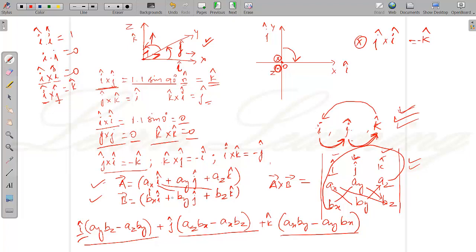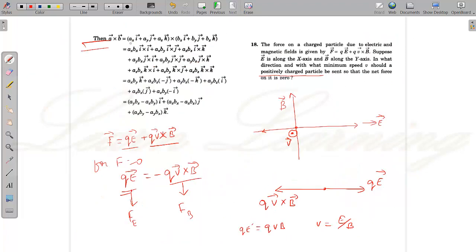Or you can simply use the multiplication method and eliminate these terms and use this one to get the minus sign or the plus sign. So whichever method you use, it will be okay. You're multiplying this with all the terms and this with all the terms and this with all the terms, and just eliminating one by one, you will get this. You can see this example and understand. We'll just see a question here. A force on a charged particle due to electric and magnetic fields is given by this one.